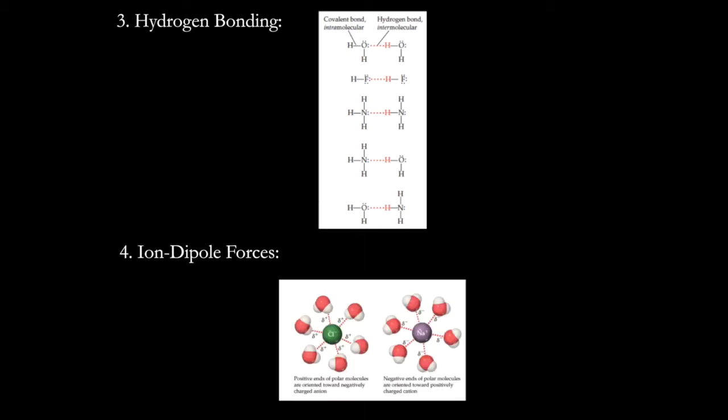The fourth type of intermolecular force is ion dipole forces, and these result from the attractive forces between a polar molecule, so for example water as you can see, and then ions. So as you can see with the chloride ion, it is attracted to the partially positively charged section of water. And for sodium, it is attracted to the partially negatively charged section of water.